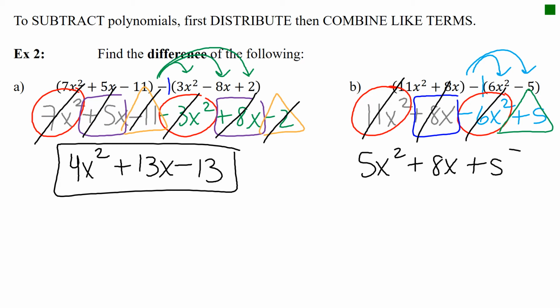Constant positive 5 by itself. Final answer is 5x squared plus 8x plus 5.